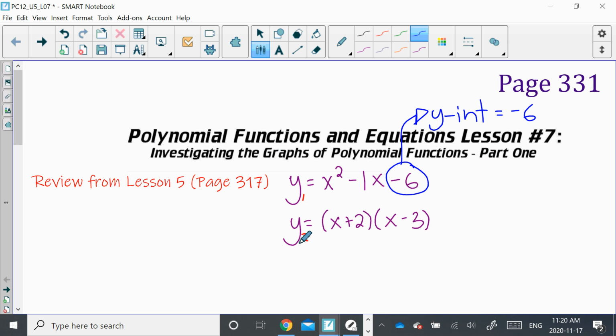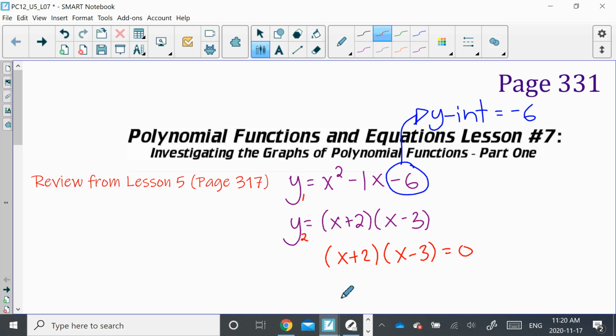When we are in factored form, we cannot see the y-intercept. I can't see that the y-intercept is -6 unless I was to expand it, because 2 times -3 would give us a -6. But what's powerful about the factored form is I'm able to see the zeros. When you're asked to calculate what the zeros of the function are, you take your two factors and set them equal to 0. So x plus 2, x minus 3 is equal to 0.